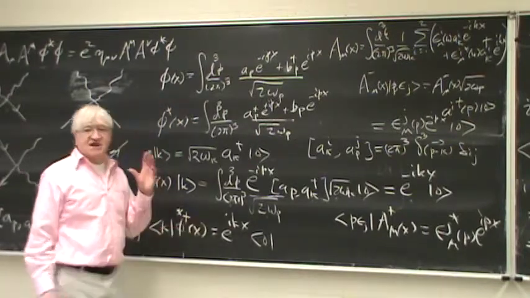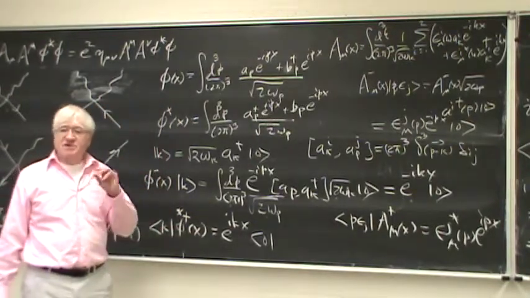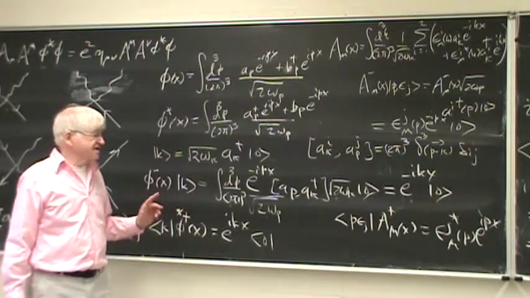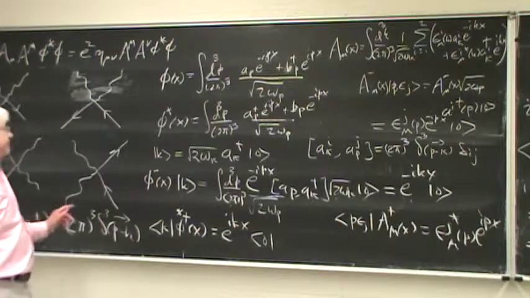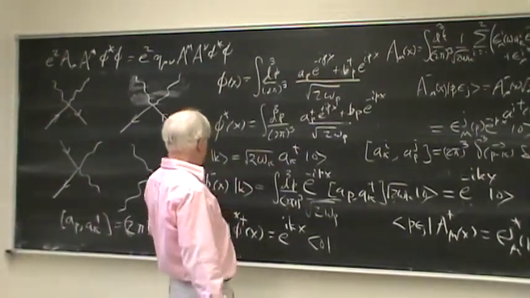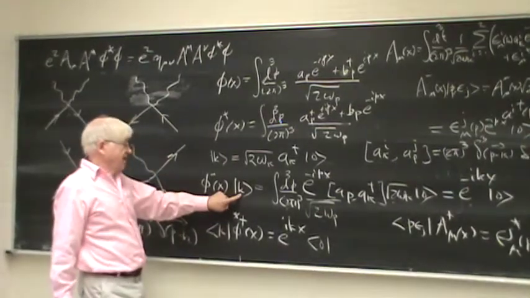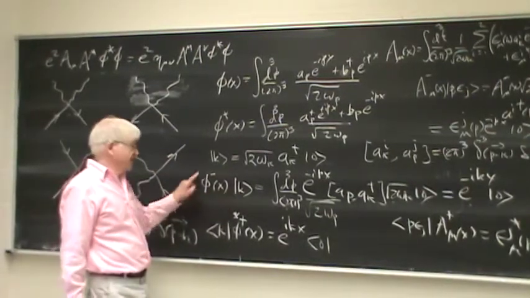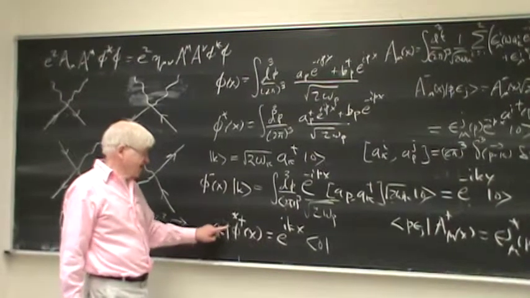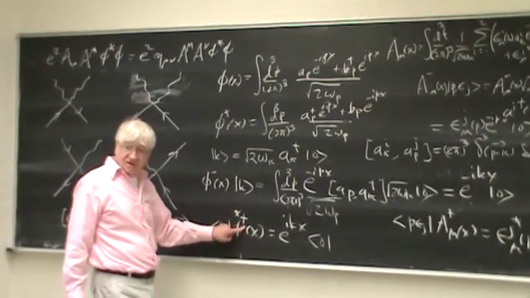Because, I mean, if we just had neutral fields, then it would be just phi plus and phi minus. But if we're talking about selectrons, then the thing that annihilates an incoming selectron is phi minus, and the thing that creates an outgoing selectron is phi star plus.